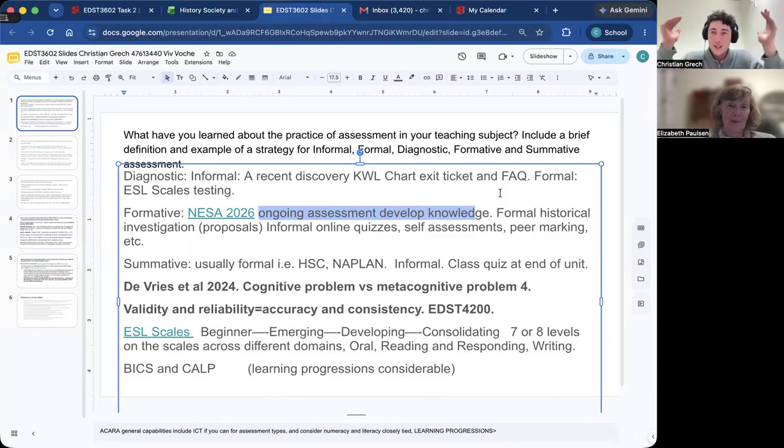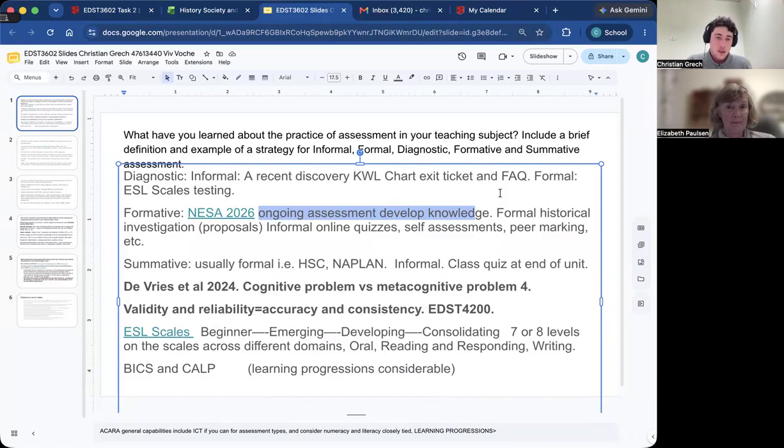So yeah, a historical investigation is probably more a formative historical task. But you also have informal ones: online quizzes, self-assessments, peer marking. Those are still fairly standard. I do like the idea of using combat scaffolds and elaborative interrogation. I'm seeing how they go with that. Summative ones, usually HSC or NAPLAN, more HSC I would say for a high school context. Informal, like a class quiz at the end of the unit.